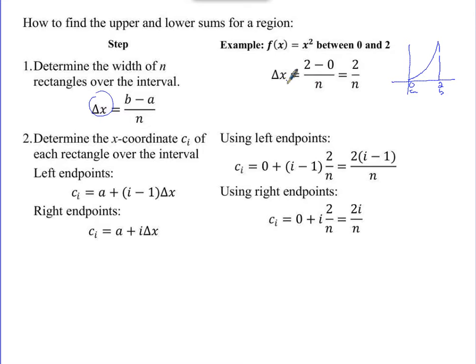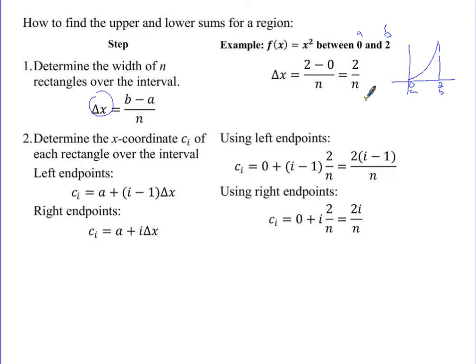So in my example, delta x equals 2 minus 0. This would be a, this would be b, just like I have over here, divided by n. I don't know how many rectangles I want, so I'm leaving it as n. If I knew I wanted 8, then I'd put 8 right there, but I don't. I just have n. So you reduce that and you get 2 over n for delta x. Okay? All right. You're just nodding your heads because you don't know what else to do?